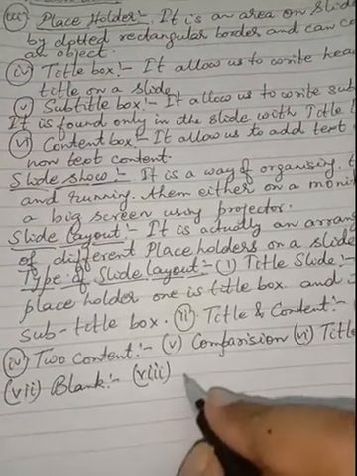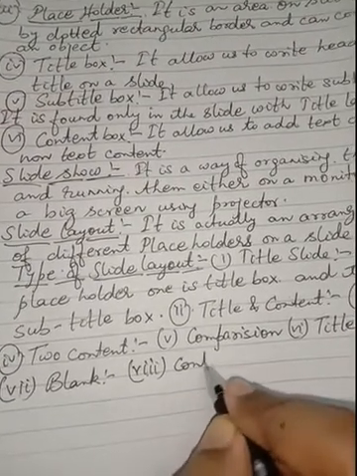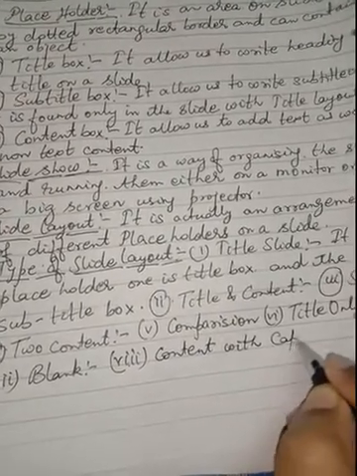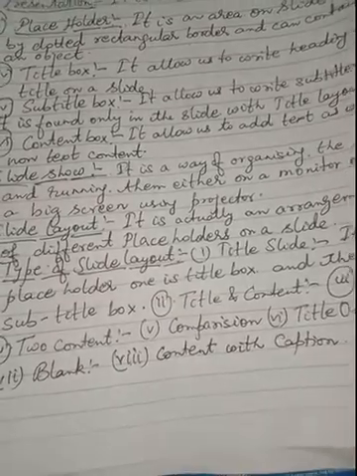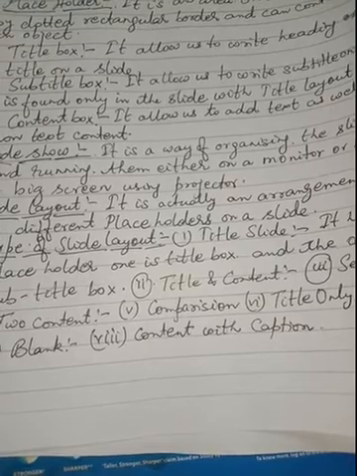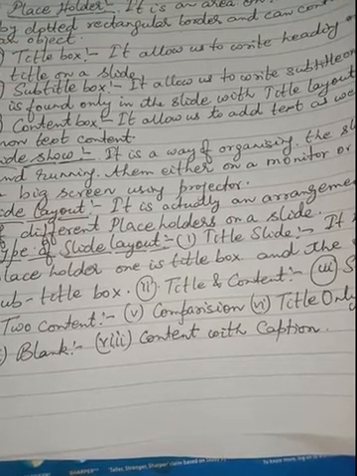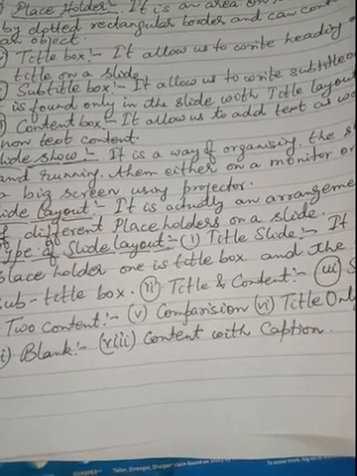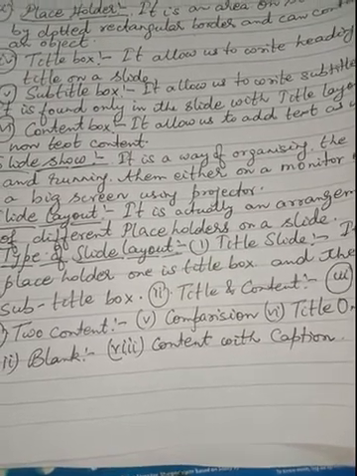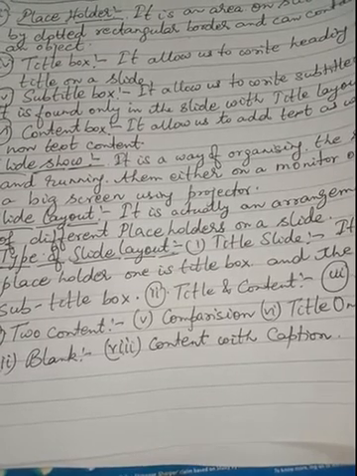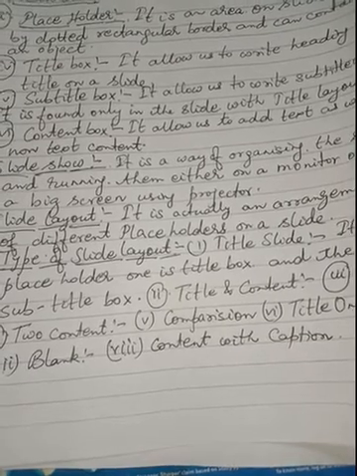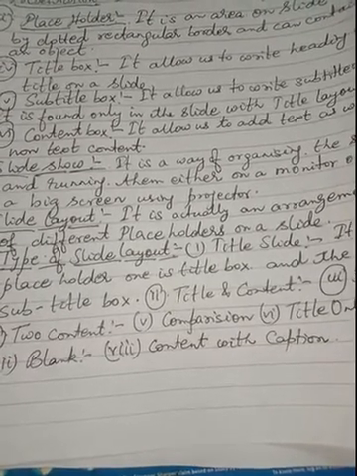Next, content with caption. This is a layout that consists of a title box and a text box where we can write the details of the content, and it displays a placeholder along with the content placeholder. So the content with caption layout generally consists of a title box and a text box where we can write the details about the content that is displayed in the placeholders.